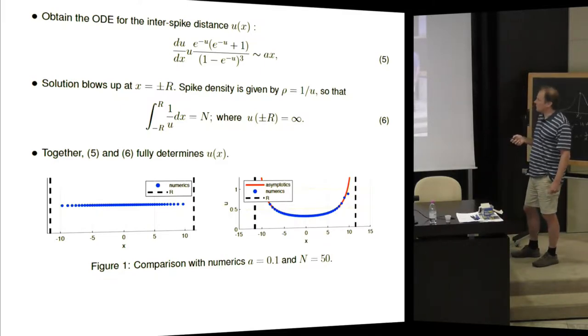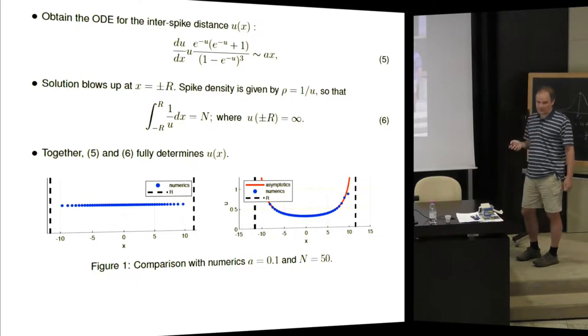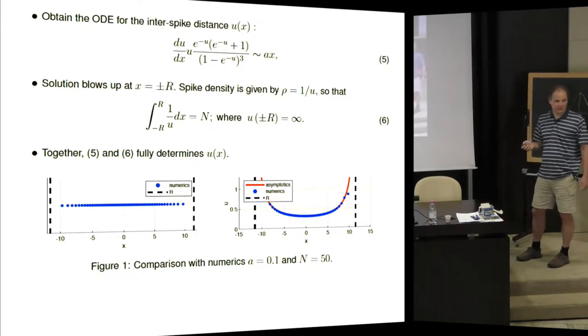Okay, so in other words, the way to solve it is, it's a first order ODE, so you can solve it if you fix u at zero, right? So if you fix u at zero, then you integrate it until it blows up. Call that r, where it blows up, okay? And then you adjust this integral to be equal to n. So you adjust u of zero until this integral is equal to n. That's the way to think of it, okay? And so that uniquely determines the solution.